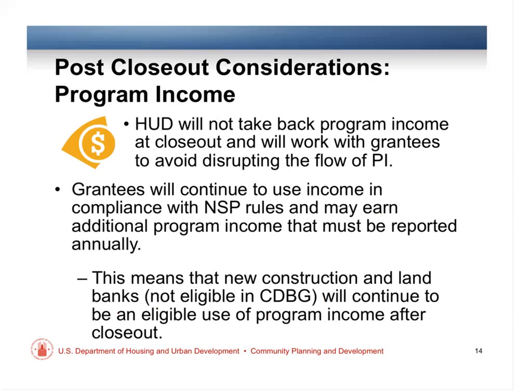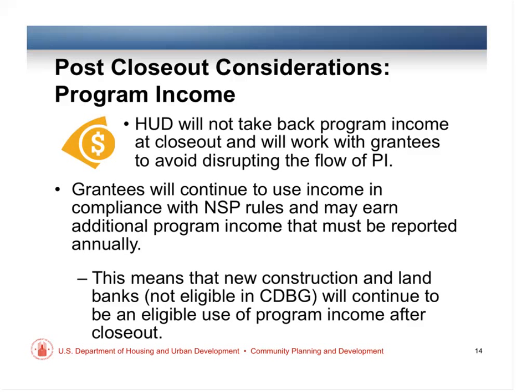One of the big questions we got on other webinars and in general was, what would happen with my program income once I do closeout? HUD will not take back program income at closeout, but will continue to work with grantees to avoid disrupting the flow of program income throughout the closeout process. Grantees can continue to use the income in compliance with NSP rules and may earn additional program income after closeout, in fact. That program income needs to be reported annually.